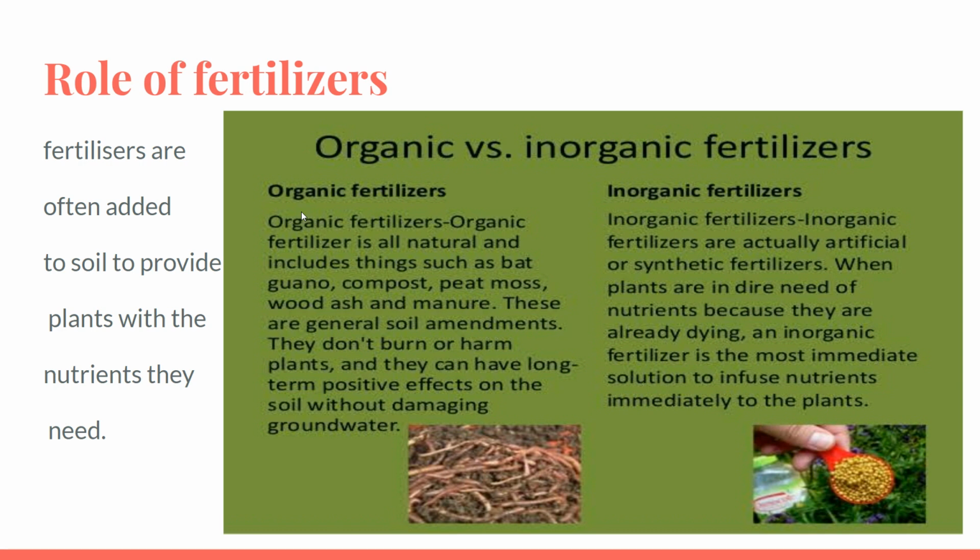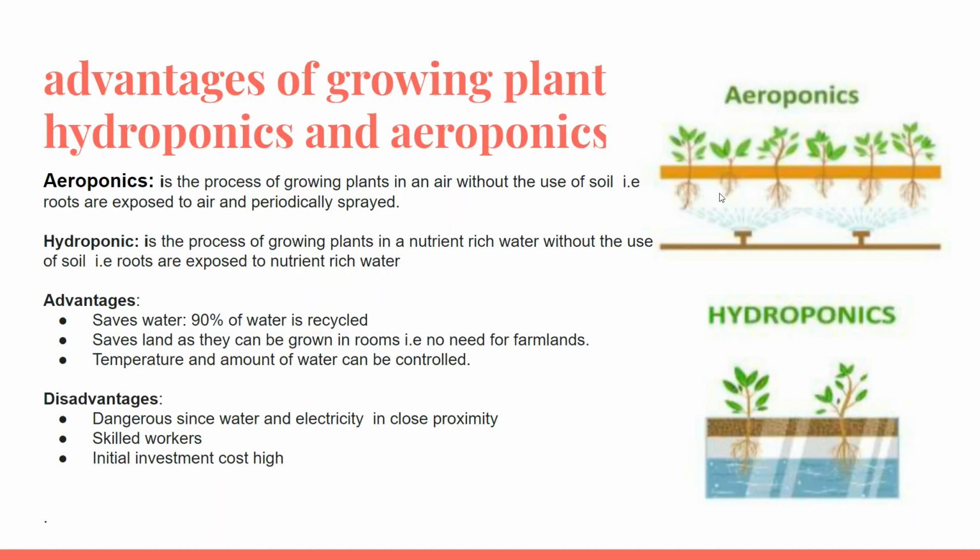Now you should also know the role of fertilizers. So remember, fertilizers are often added to soil in order to provide plants with the nutrients that they need. Now there are two kinds of fertilizers: organic fertilizers and inorganic fertilizers. Organic fertilizers are basically obtained from living organisms such as animal dung or from decomposed animals and plants. Inorganic fertilizers, on the other hand, are synthetic fertilizers which are made in the lab and they're made of chemicals. Now, for example, if the soil is depleted of nutrients and you want to take an immediate action, then you can use inorganic fertilizers.